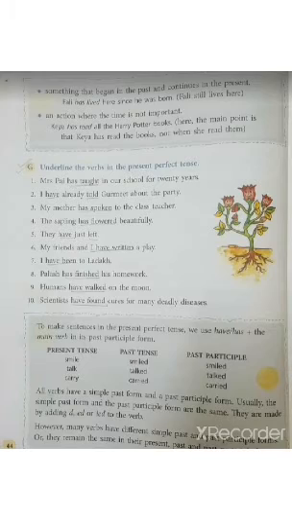G. Underline the verbs in the present perfect tense. First, Mrs. Pai has taught in our school for 20 years. Underline has taught. Second, I have already told Gurmeet about this party. Underline have told. Third, my mother has spoken to the class teacher. Underline has spoken. Fourth, the sapling has flowered beautifully. Underline has flowered. Fifth, they have just left. Underline have left. Sixth, my friends and I have written a play.